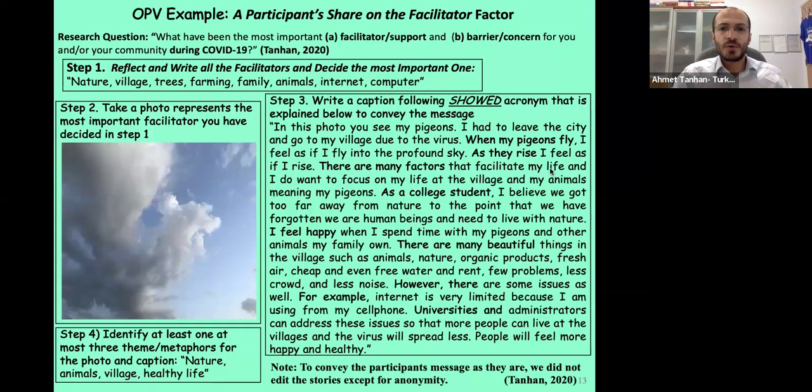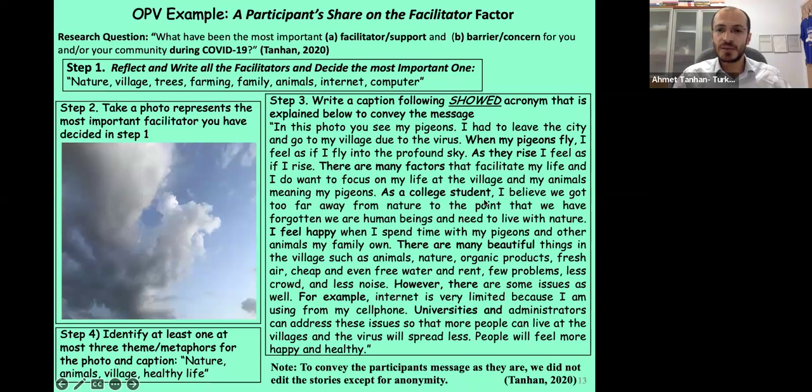So in this photo, you see my pigeons. I had to leave the city and go to my village due to the virus. When my pigeons fly, I feel as if I fly into the profound sky. As they rise, I feel as if I rise. There are many factors that facilitate my life, and I want to focus on my life at the village and my animals, meaning my pigeons.